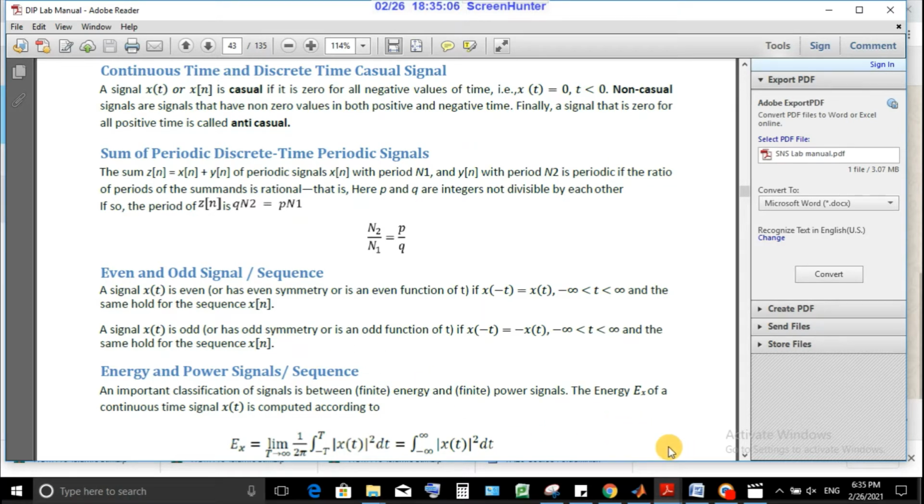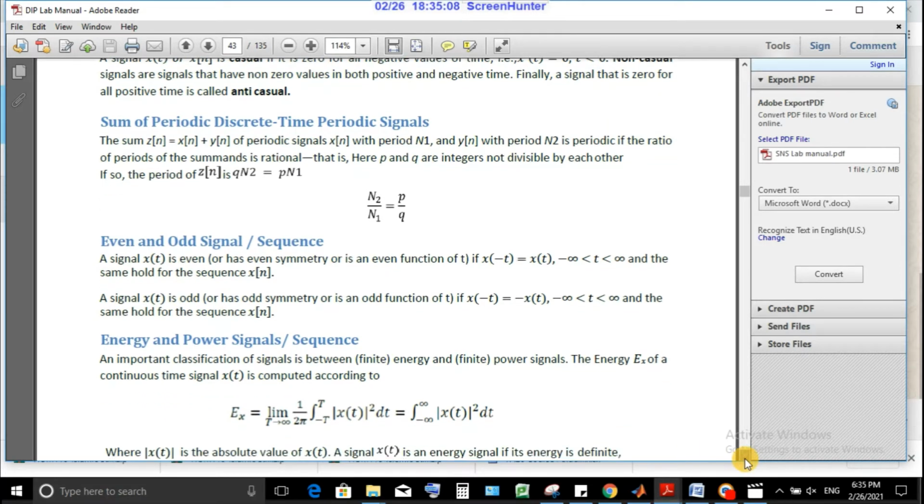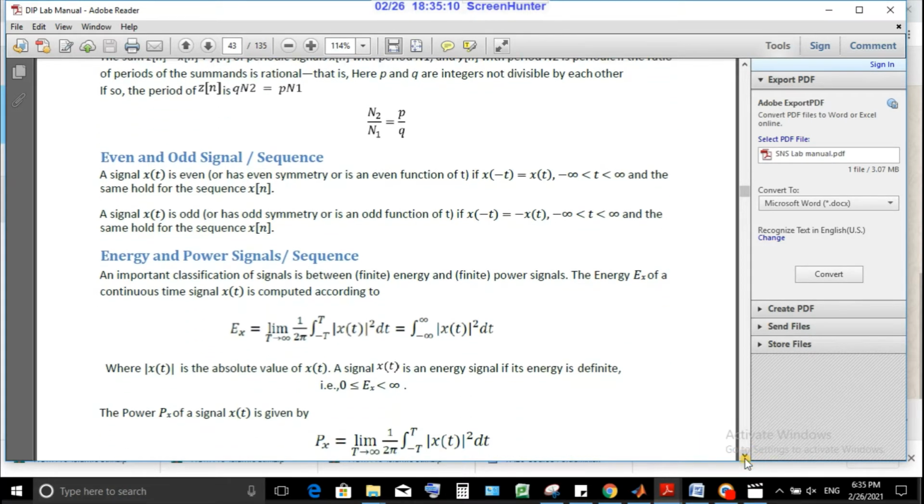Then energy and power signals sequence. An important classification of signals is between finite energy and finite power signals. The energy Ex of a continuous time signal is computed according to this formula, where |x(t)| is the absolute value of x(t). A signal x(t) is an energy signal if its energy is finite. The power Px of a signal is given by this formula.